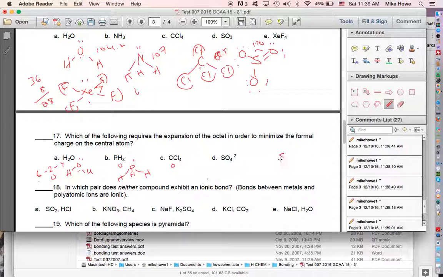But the sulfate, that looks like this. It has 32 valence electrons. If you draw it like this, it meets the requirements of the octet rule.